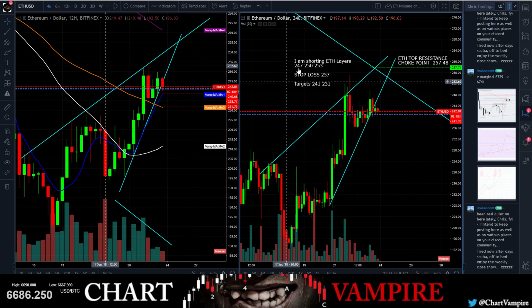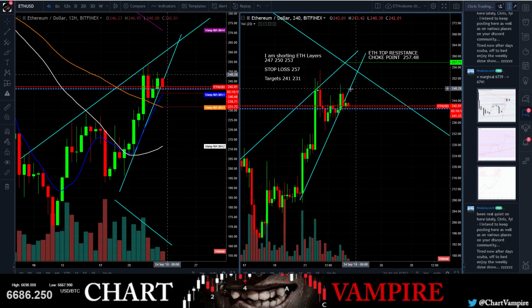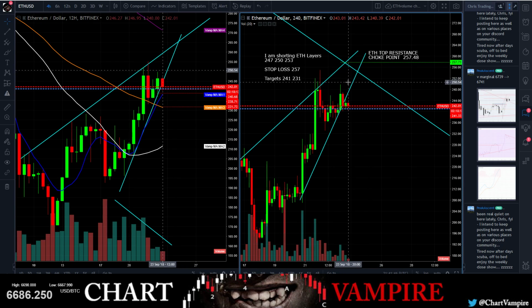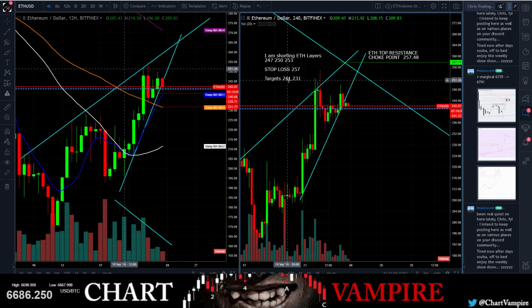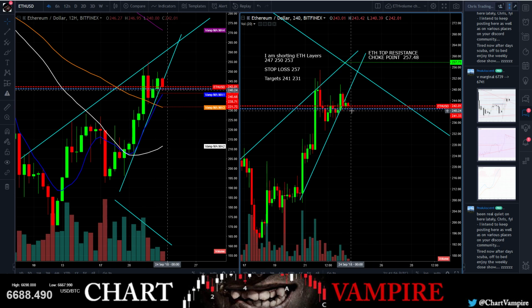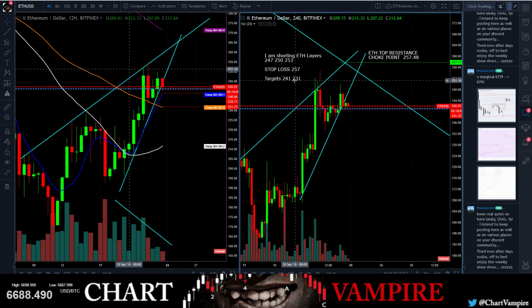Just be careful playing Ethereum. I am in a short right now on Ethereum. I have shorts laddered up here. I'd like to play this a little more. So I've got this right here. I've got shorts laddered up here. I'm already in a short. These are my targets. 241, which hit. So I hit target 1 perfect. I'm looking for target 2.